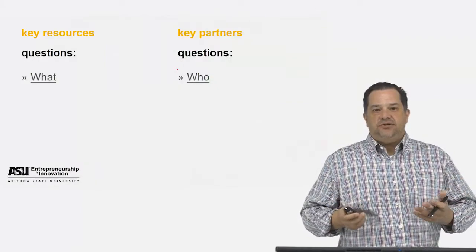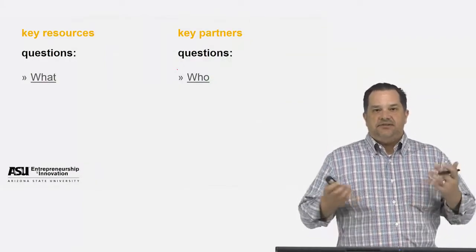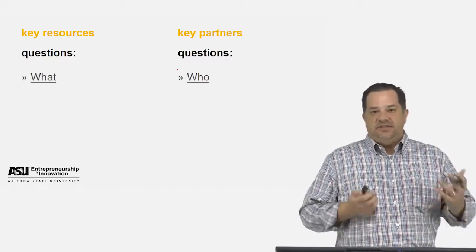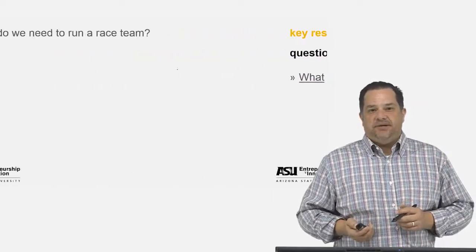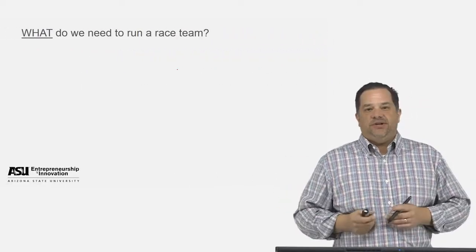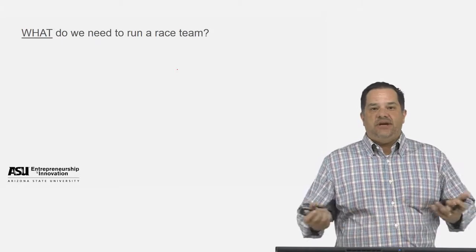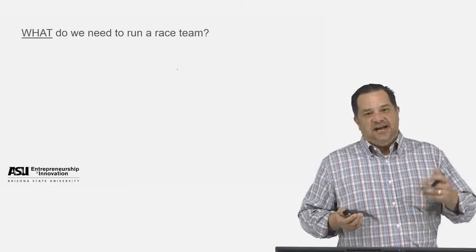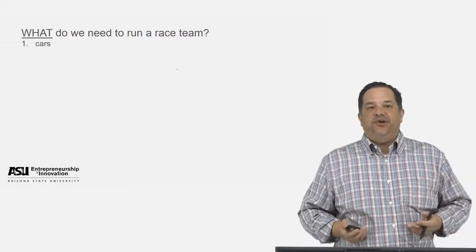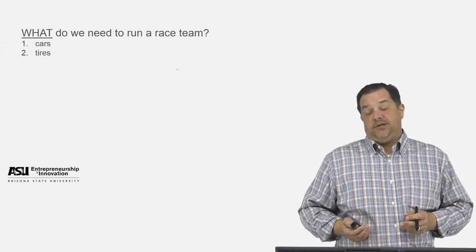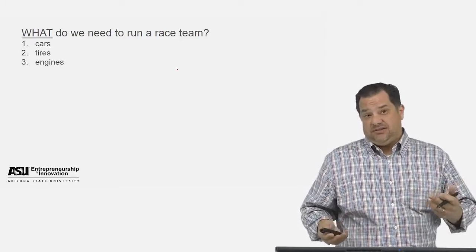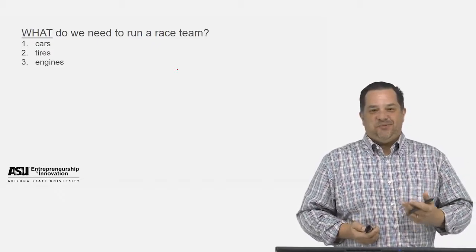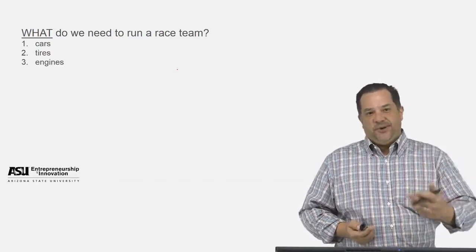So going back to these questions, what does it take to have a race team? Who does it take to have a race team? This is the startup that we're going to talk about a little bit today. There's your question right there. What do we need to run a race team? Well, usually in class, people raise their hand and say, well, we probably need cars. We probably need tires. Probably need engines. It's kind of hard to believe that the cars don't actually come with the engines in this particular example. So we need engines and tires to go on the cars.